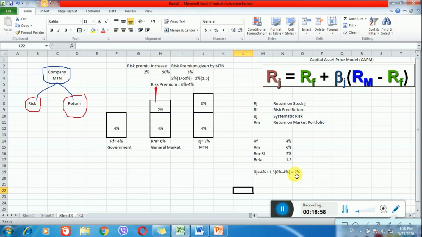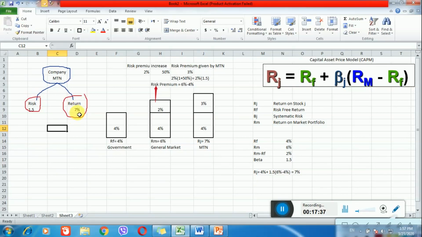What is the interpretation of this 7%? This means if you want to invest in the MTN company, then on the basis of the risk, which here is 1.5, meaning 50% higher than the general market, how much do you expect from this company? 7% in total. We found the answer. If this company is not giving you a 7% return, it means the return is not based on the risk. So now it is leveled up, right?